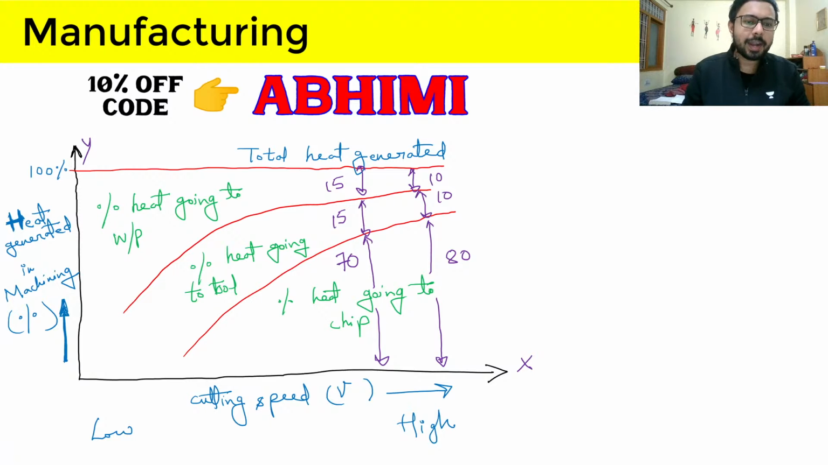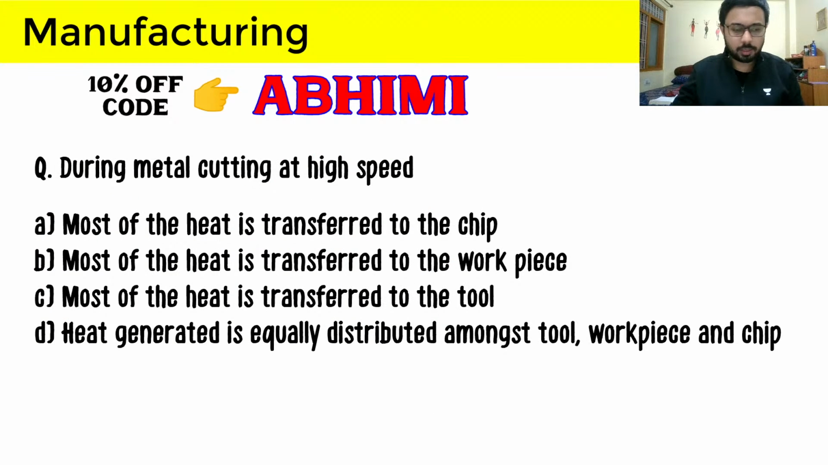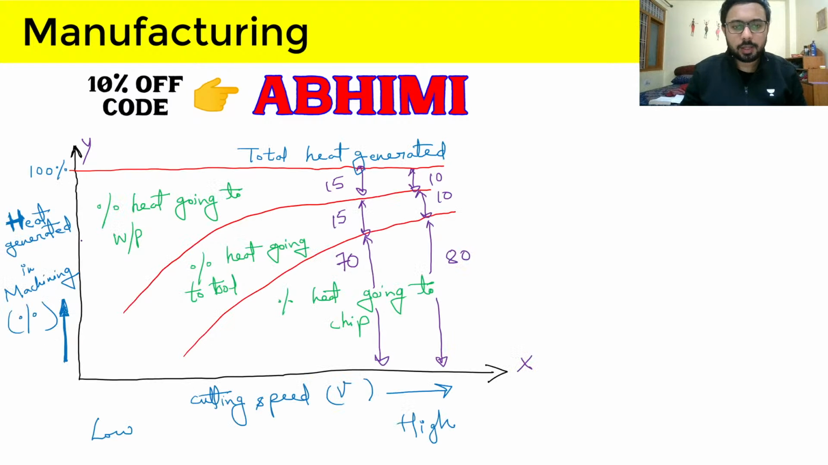So at high speed, the highest amount of heat is getting transferred to the chip. That will be the answer here. So most of the heat is transferred to the chip at high speeds for metal cutting. So that is the thing, and how you can remember that.